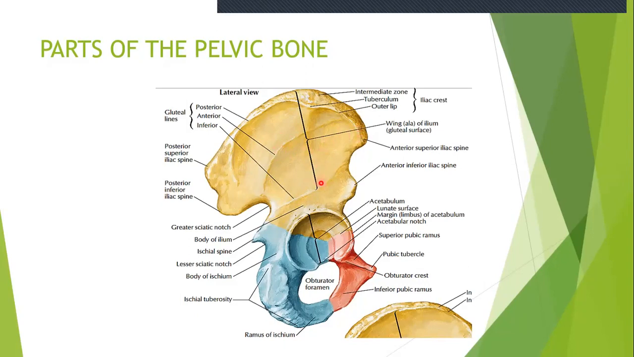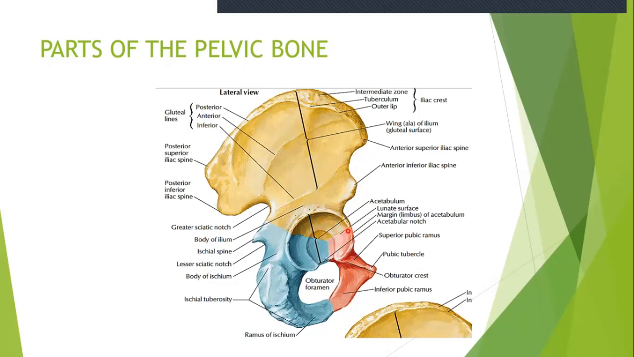So you can see this is the anterior superior iliac spine there. This is the anterior inferior iliac spine. We have muscles and ligaments which originate from these two. We will look at them. Then this is the acetabulum. This is where the head of the femur inserts to form the ball and socket joint of the hip joint.